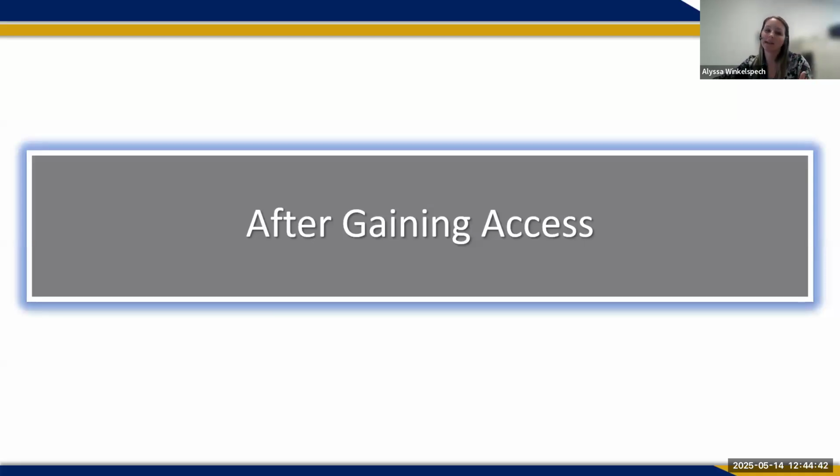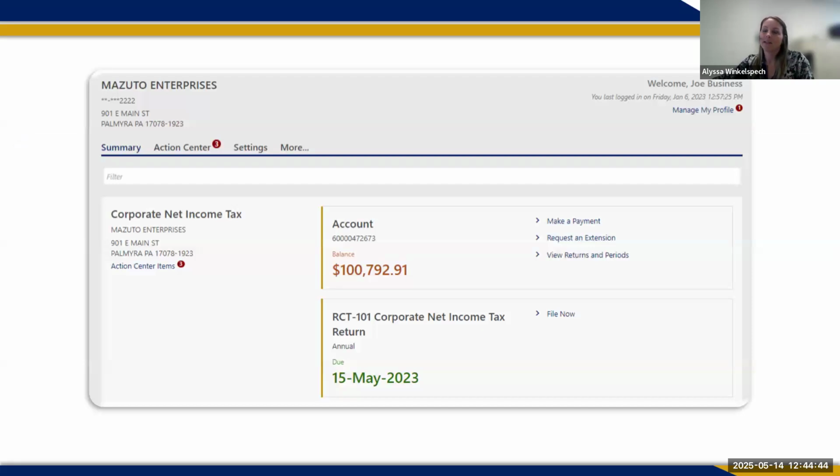So after you gain access, if you look at the screen, you're going to see different tabs that are close to the top of the screen. We have Summary, Action Center, Settings, and more. The default is on the Summary tab, and from this tab, you can make payments, request extensions for some taxes, view returns and periods, or file returns. The summary tab can also be used to submit filing frequency changes or even cancel a business account.